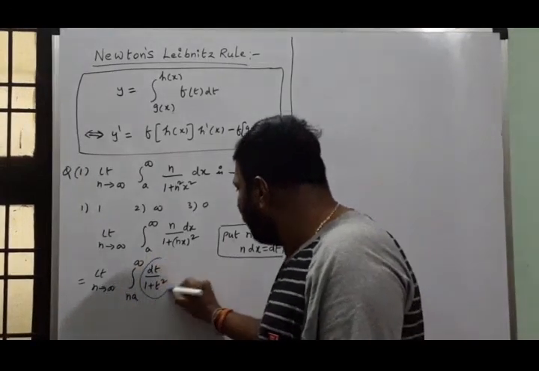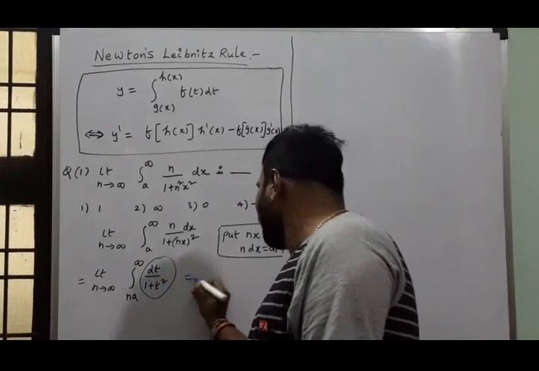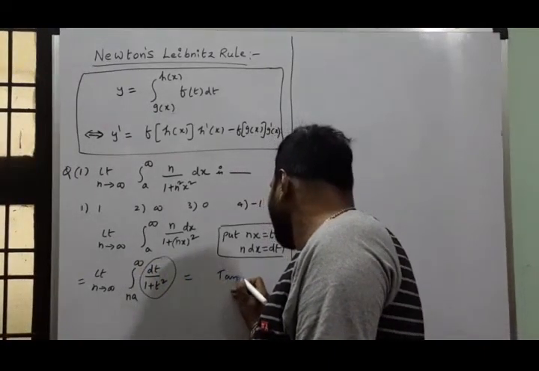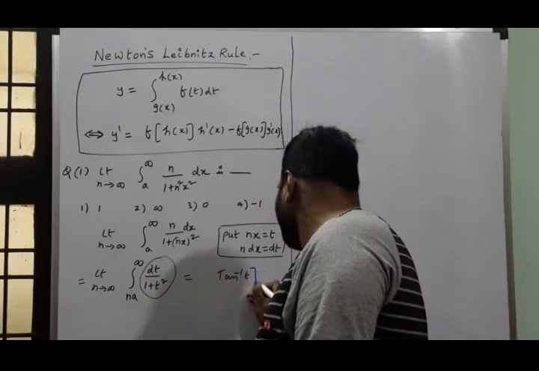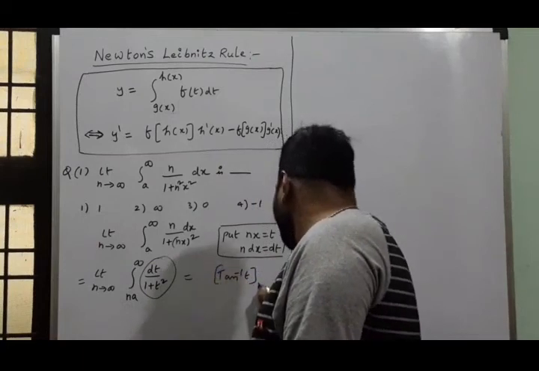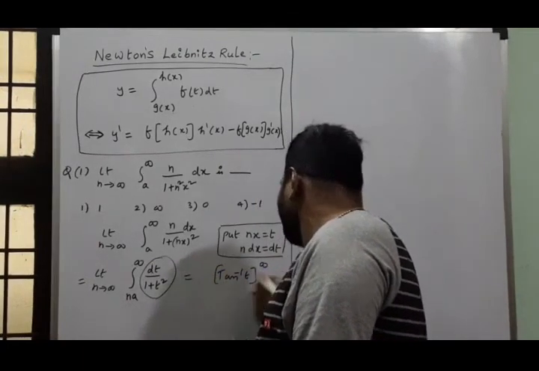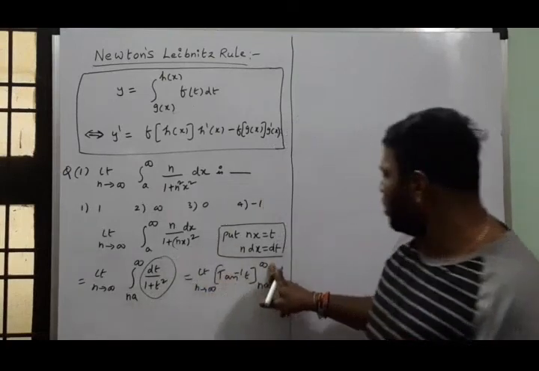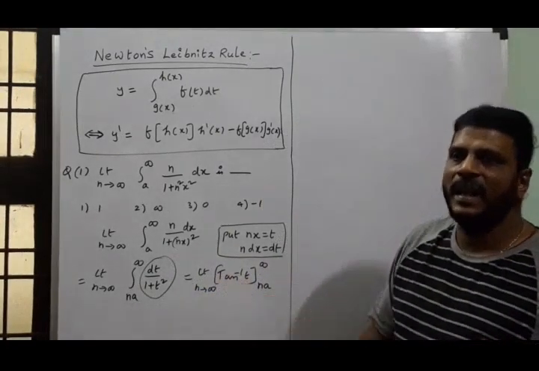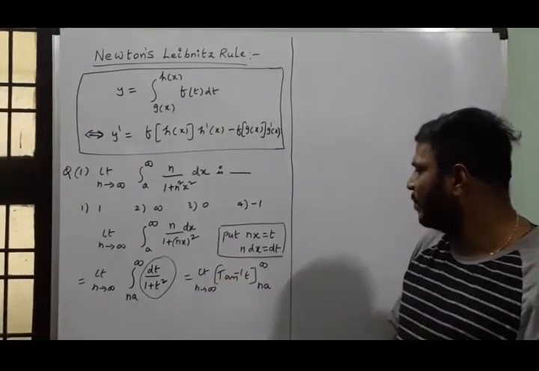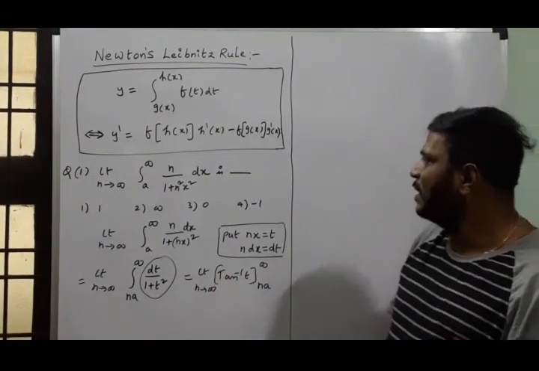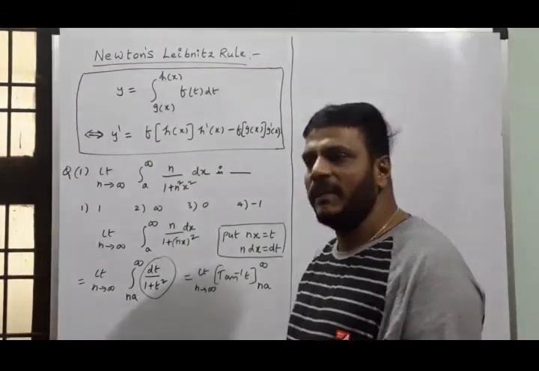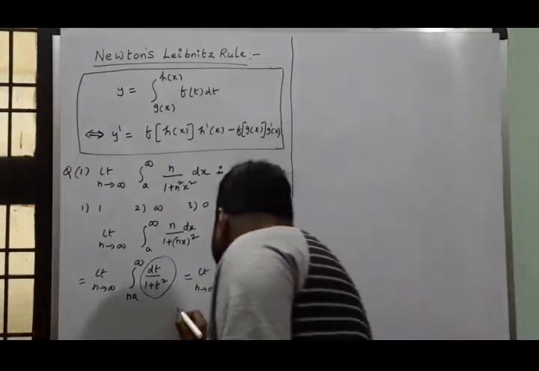What is the integral of this one? Tan inverse t, from na to infinity, limit n tends to infinity. Now substitute the upper limit here: tan inverse infinity. What is tan inverse infinity? 90 degrees.